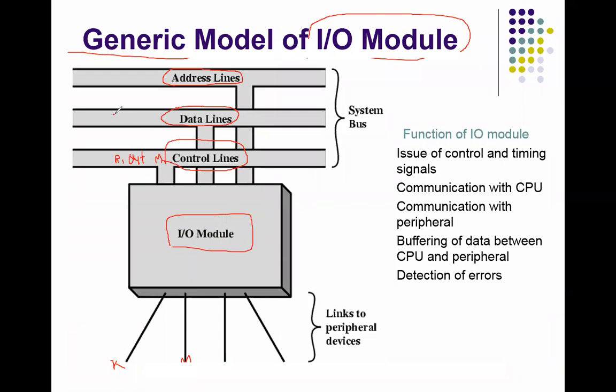Data line: suppose there is a value 5, so the value 5 will be transferred. But at which location? So an address is given, at location 50. So this is the address. So what are actually the functions of the IO module?